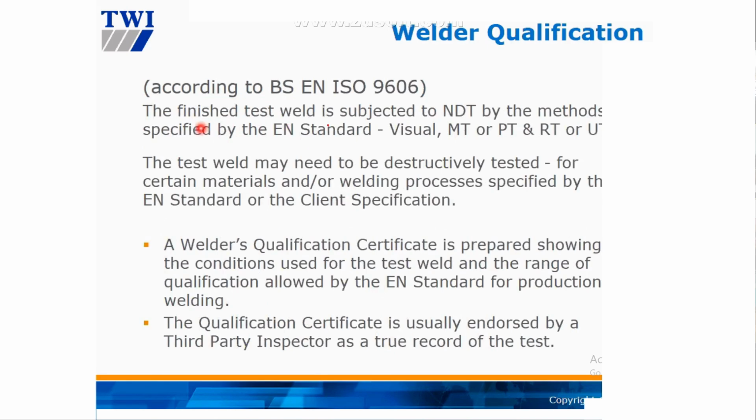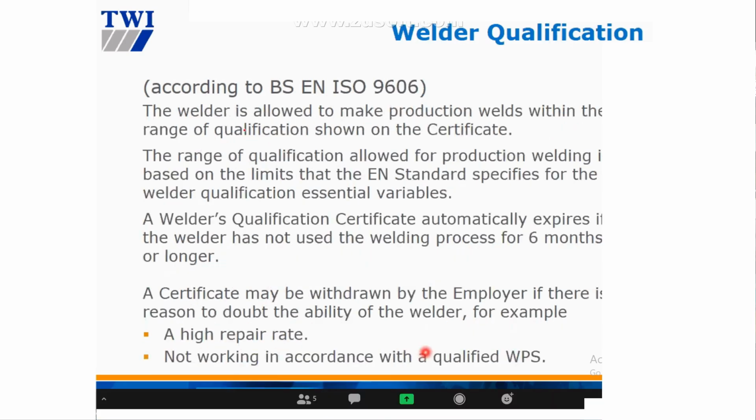Then the finished test weld is subject to NDT: visual, MT, PT, RT, UT, and the test weld may need to be destructively tested for certain materials or welding processes specified by the standard or client spec. A welding qualification certificate is prepared showing the conditions used for the test weld and the range of qualification. The certificate is usually endorsed by a third party as a true record of the test. The welder is allowed to make production welds within the range qualified on the certificate.